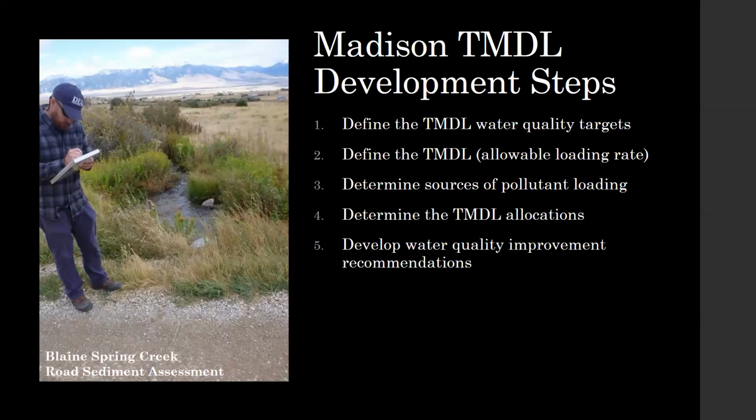So there are 5 main steps that we follow within Montana to develop TMDLs. I'll go through each one of these. The first is to define the water quality targets that we're going to use. The second is to define the TMDL itself, or the allowable loading rate. Then we determine sources of that pollutant loading. And then we determine the allocation to those identified sources. And finally, we develop the water quality improvement recommendations.